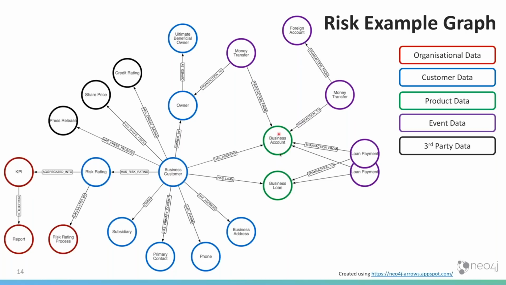Then we have some product data about them. So they have a business account, they have a business loan. We can see they've made loan payments from that business account into their business loan. We can also see this foreign account has transferred money into that business account. And also this business account has transferred money to their owner's account. Right? So a little bit of event data, some transaction data.